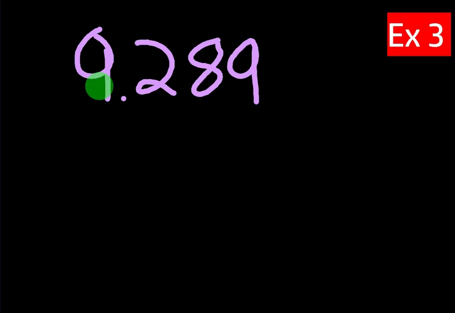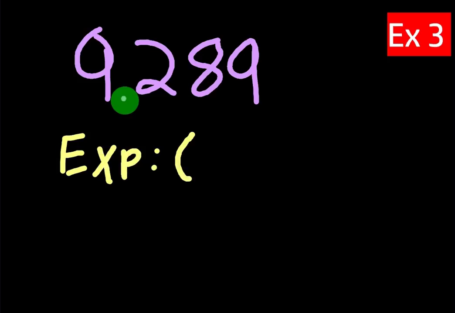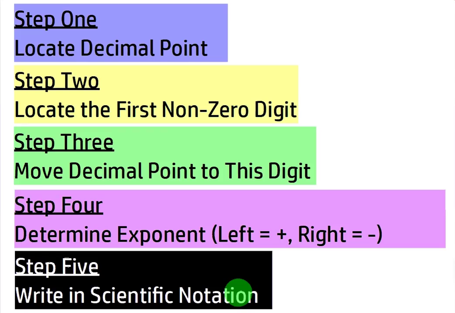So here's why I'm doing this example. The decimal's already there. It doesn't move at all. So what that means is, when the decimal doesn't move, your exponent is going to be 0, right? It's not moving to the left or right, it's neutral. So at that point, you just want to write out your exponent and then write it in scientific notation.